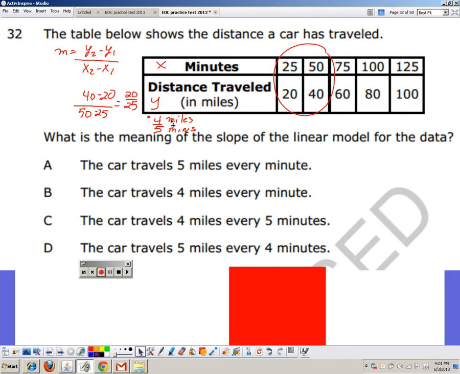4 represents miles because that's distance. 5 represents minutes, which is time. So that means that my car would travel 4 miles every 5 minutes. So the answer is C.